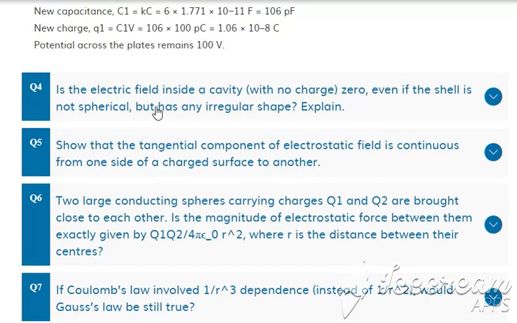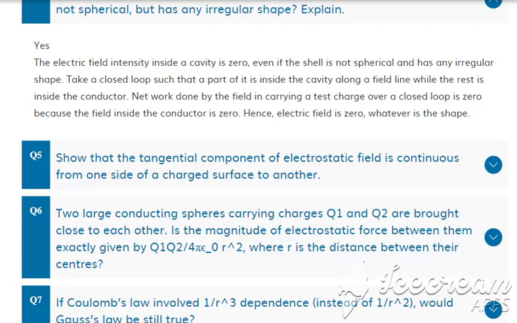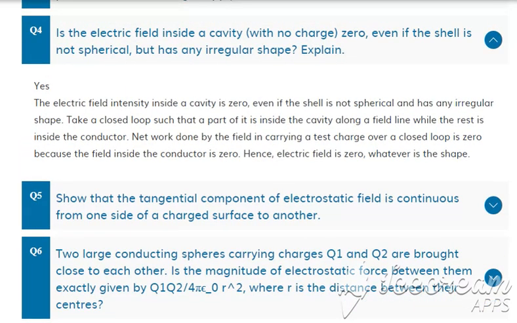Next is: the electric field inside a cavity with no charge is 0, even if the shell is not spherical but has any irregular shape. Explain. Yes, the electric field intensity inside a cavity is 0 even if the shell is not spherical and has any irregular shape. Take a closed loop such that a part of it is inside the cavity along a field line while the rest is inside the conductor. The net work done by the field in carrying a test charge over a closed loop is 0. Why 0? Because it's a closed loop and the force is also conservative. So hence the electric field is 0 whatever is the shape of it.